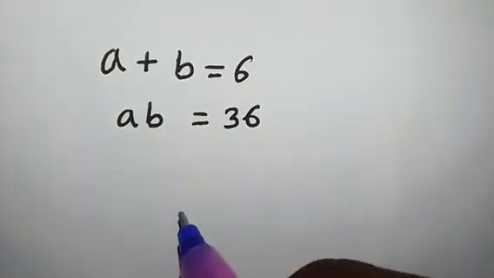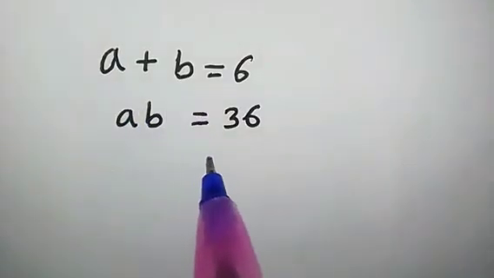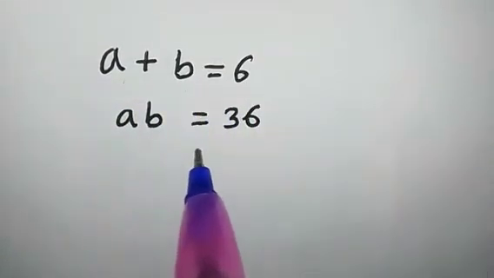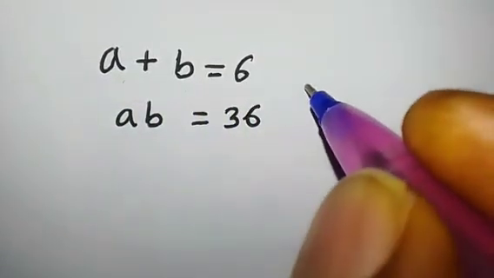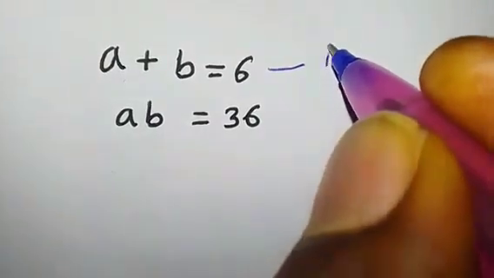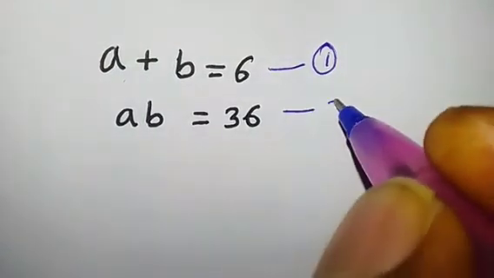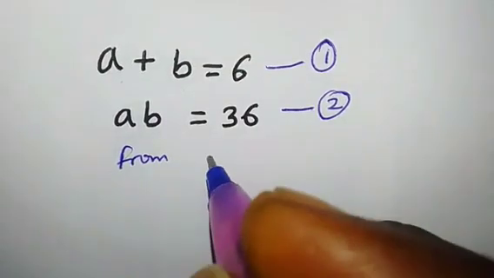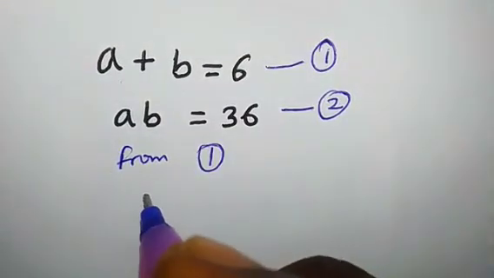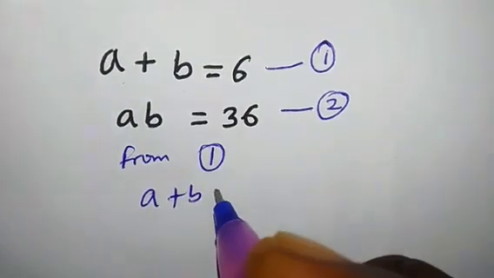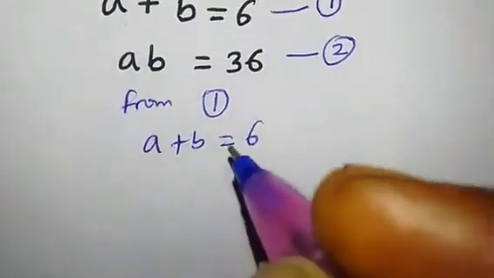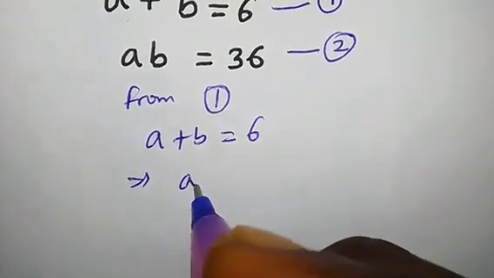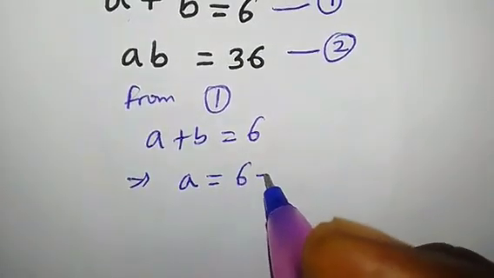Hi guys, how do we solve for a and b in this simultaneous equation? a plus b equals 6, ab equals 36. Let's call this equation 1 and this equation 2. From equation 1, we have a plus b equal to 6. If we move b to the right hand side, we simply have a equal to 6 minus b.